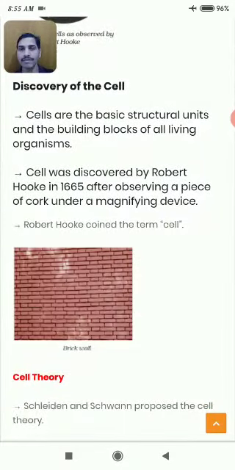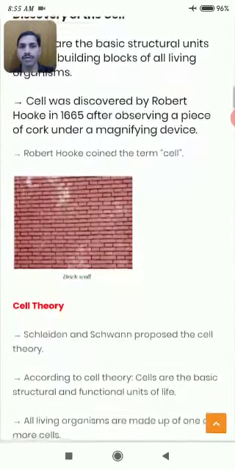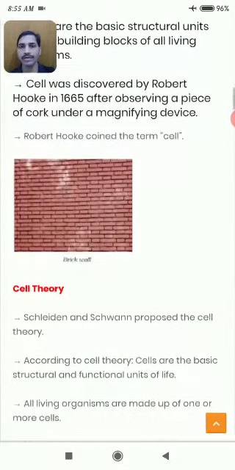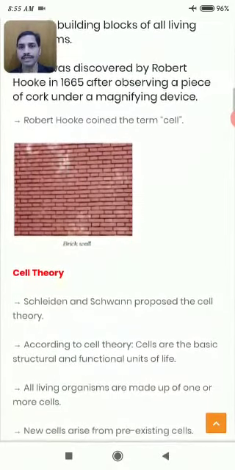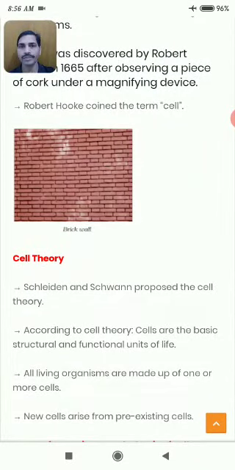Cell was discovered by Robert Hooke in 1665 after observing a piece of cork under a magnifying glass. Since the cells were just like the building blocks, or in today's era we can say the cell looks like the structure of the bricks, Robert Hooke coined the term cell.